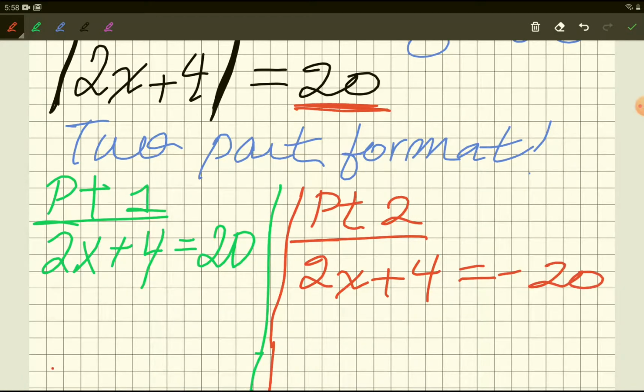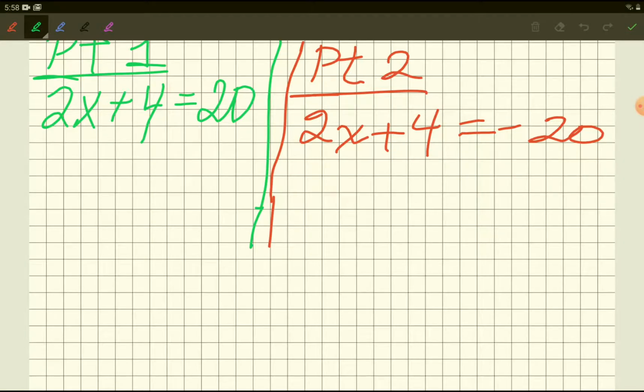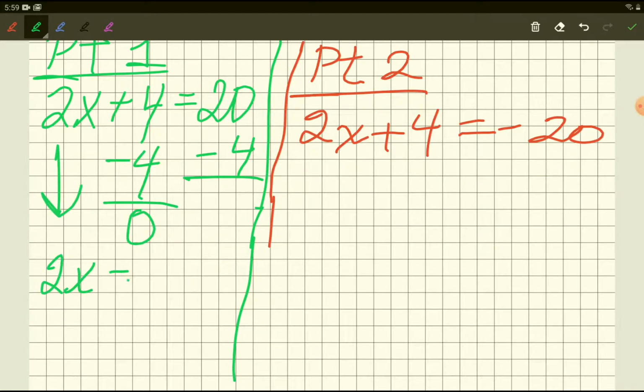And now I solve for x on both sides. Subtract 4 on both sides. This goes down. So we have 2x equals 16. Last step, we want x. We don't want 2x. So we divide by whatever number the x is attached to, which is 2. So now x is equal to 8.